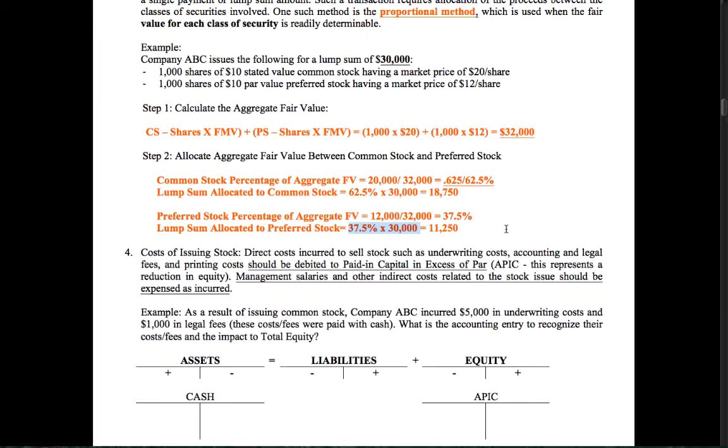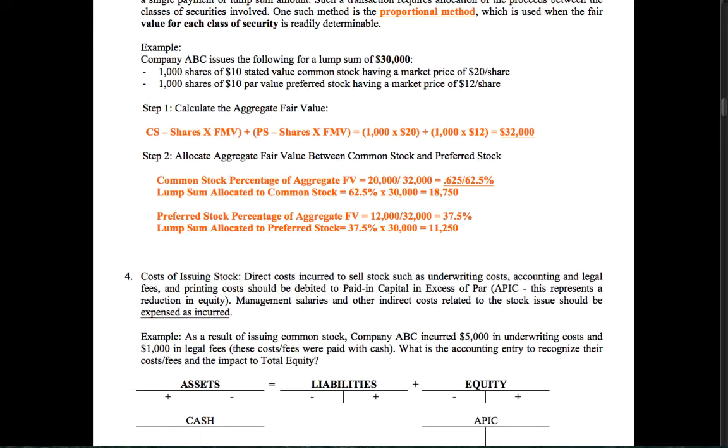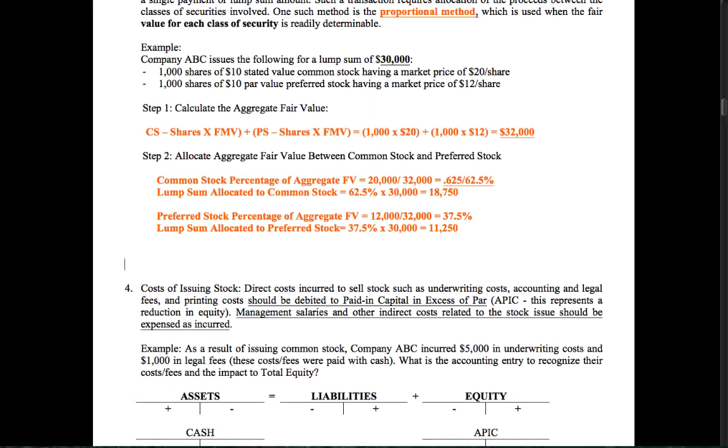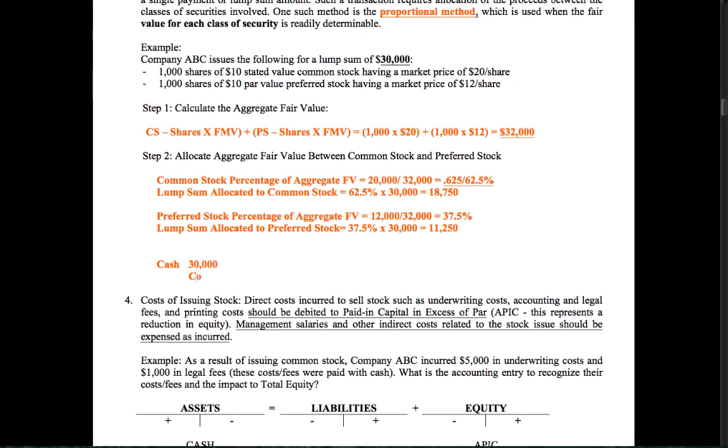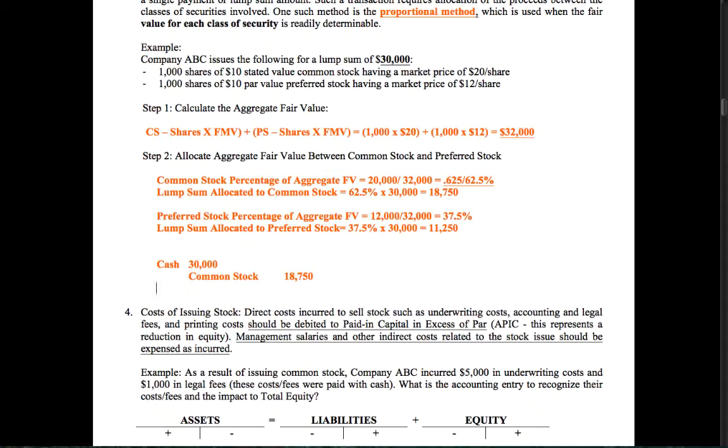To put that into perspective for journal entries, I do not have T accounts shown, but I will show what they would look like in journal entries. We would receive cash equal to $30,000, and we would debit that, and then we would credit common stock, which is an increase to common stock, and we would credit preferred stock, which is an increase to preferred stock.